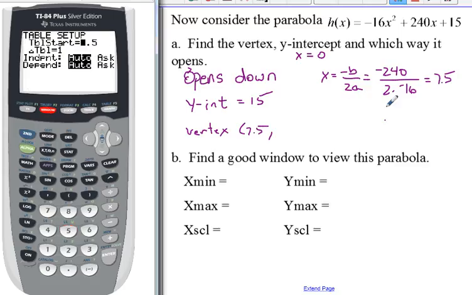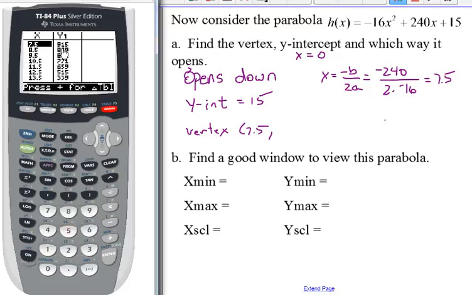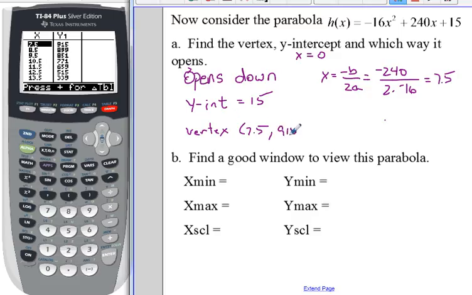All right, now I'm going to go to table set right here, second table set, and I'm going to start my table at 7.5. Looks like I may have done this problem before because it's already there, but if it was something else, I could just type in 7.5. Now I'm going to hit second table, and you'll see there's my answer right there, 915. So my vertex is 7.5, 915.